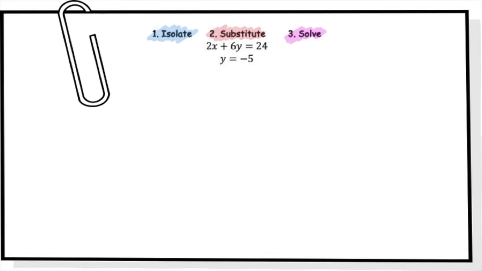You have 2 equations. Here I have 2x plus 6y equals 24, and my second equation is y equals -5. So the first thing that I need to do is isolate, which in this particular case is done already. Y is already by itself on one side, isolated, and equals -5. So that's step number 1.